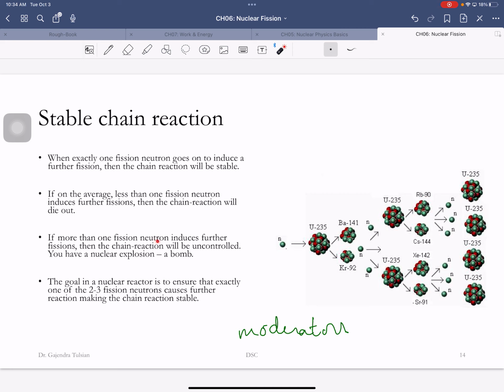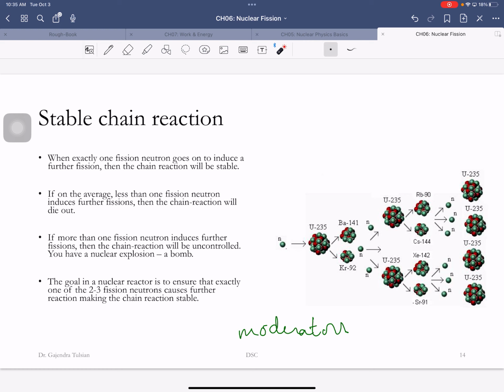If more than one fission neutron induces further reaction, then the chain reaction will be uncontrolled. You have a nuclear explosion. If less than one fission neutron induces reaction, the chain reaction will die out. The goal in a nuclear reactor is to ensure that exactly one of the 2 to 3 fission neutrons causes further reaction, making the chain reaction stable.